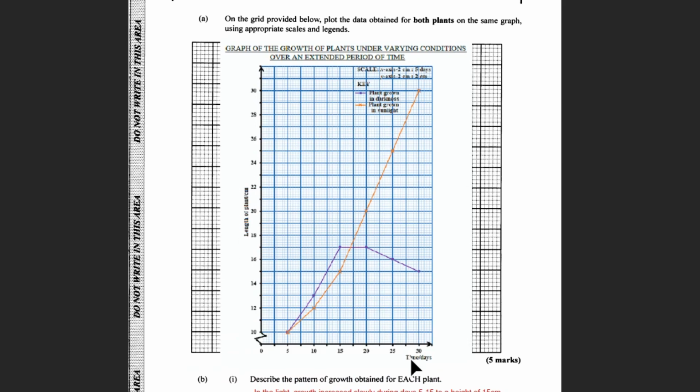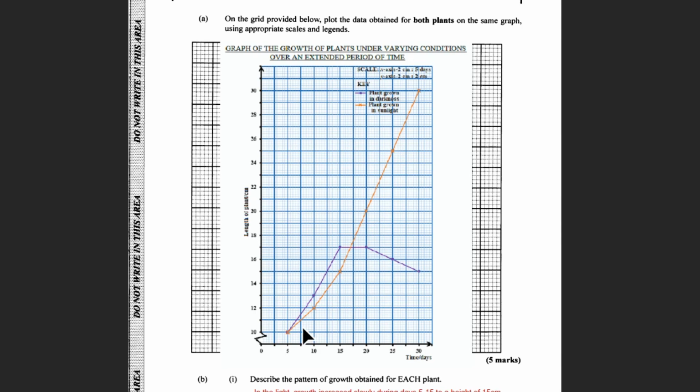time in days. You want to make sure and have your responding variable on the y-axis and your manipulated variable, in this case here time, on the x-axis. You'll notice here that the blue line represents the plant grown in darkness. You see it never really attains the height of the plant grown in the sunlight. It plateaus and then the height decreases.